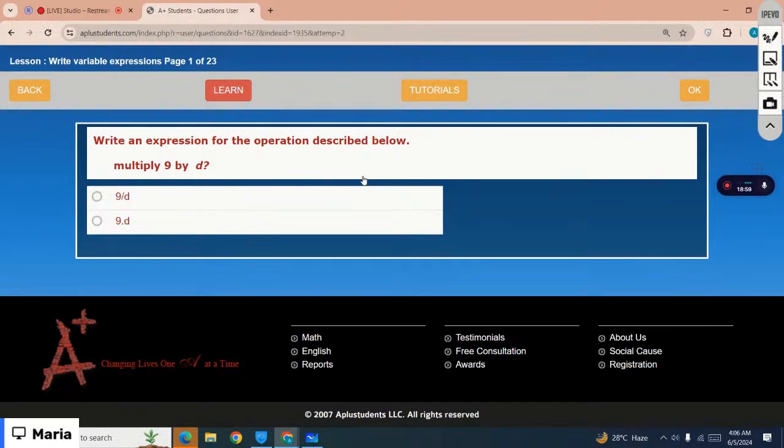Write an expression for the operation described below. Multiply 9 by d. Which is the correct option? Yes, that's the second one. 9 times d is the correct option.